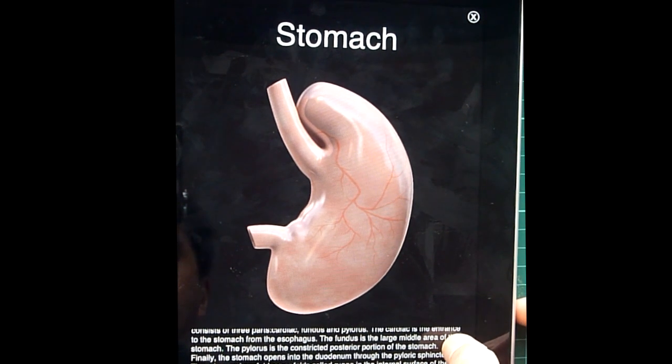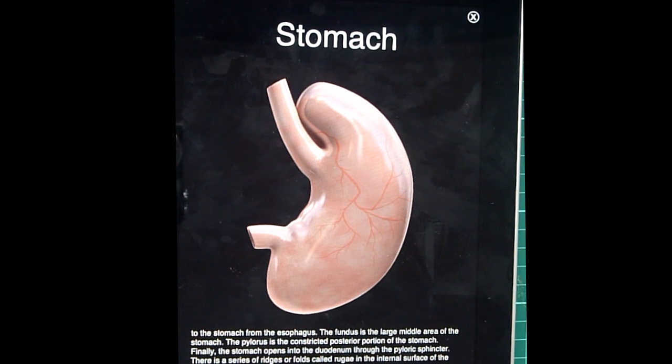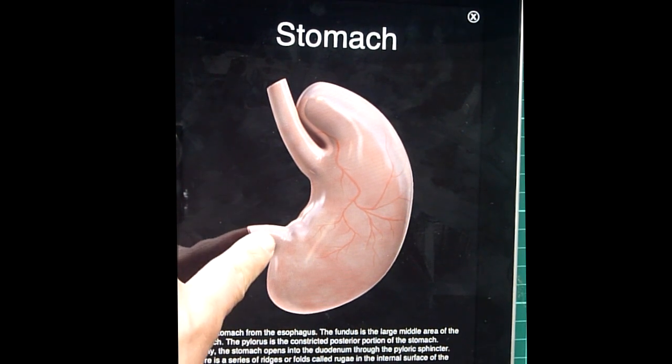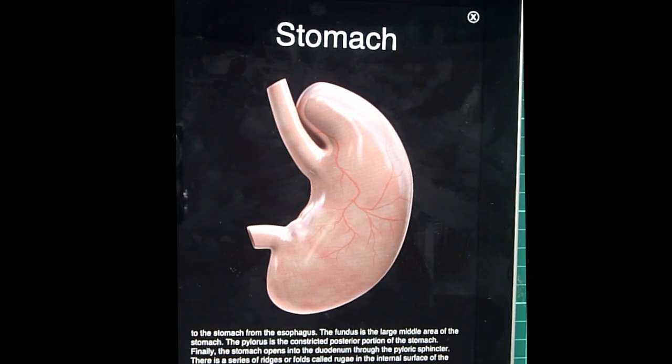Finally, the stomach opens into the duodenum through the pyloric sphincter. There is a series of ridges or folds called rugae in the internal surface of the stomach.